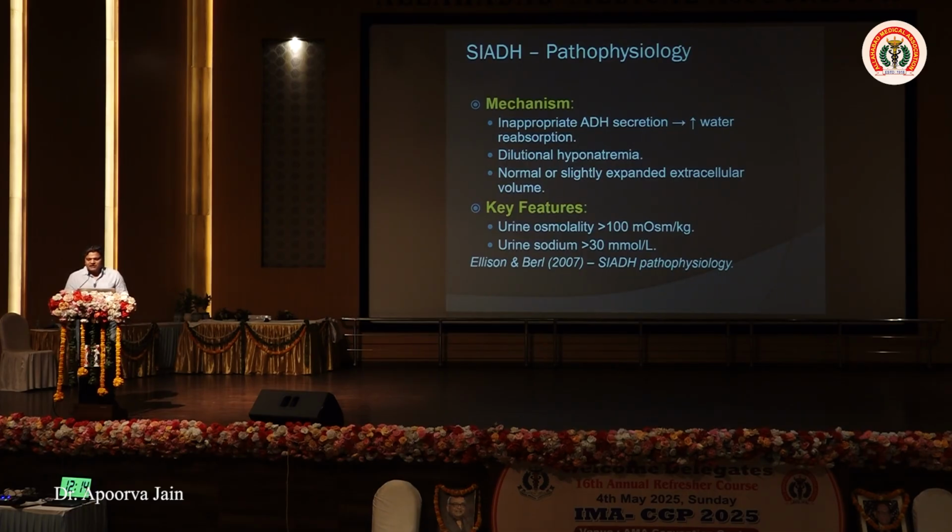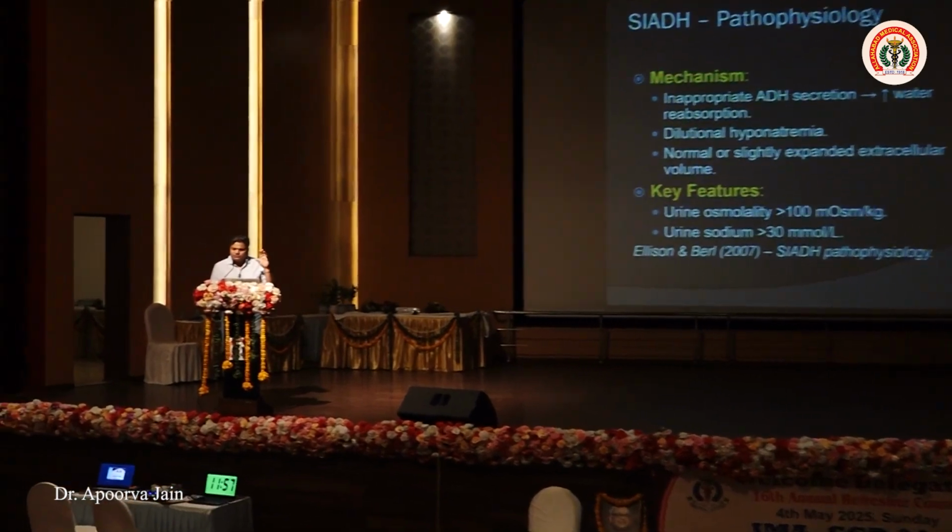The key features here are, this is very important: urine osmolality is high, that is more than 100 milliosmoles per kilogram, and urine sodium is more than 30 millimoles per liter. To diagnose SIADH, one needs to remember that if there is high urinary sodium in the wake of low serum osmolality, then it is SIADH. We need to understand this. If the serum osmolality is falling, and still the body keeps on excreting the sodium, in this condition the underlying disease is SIADH.